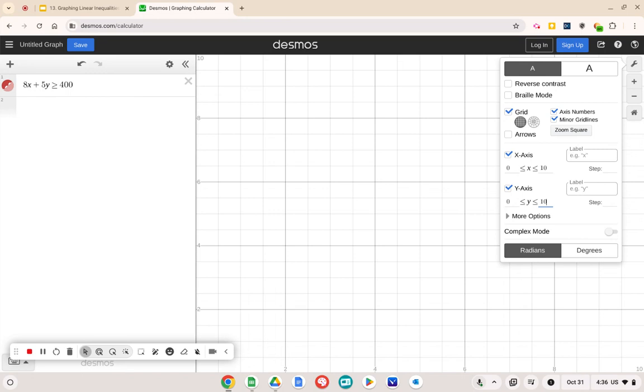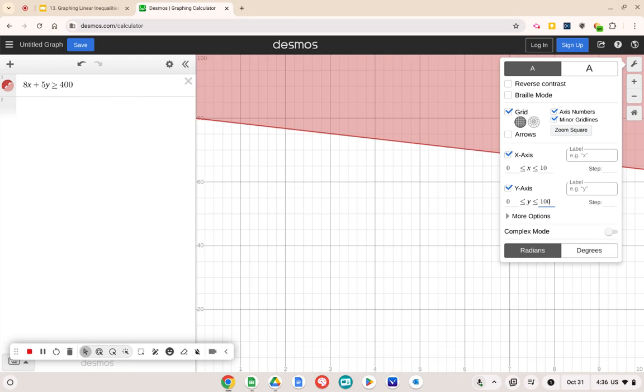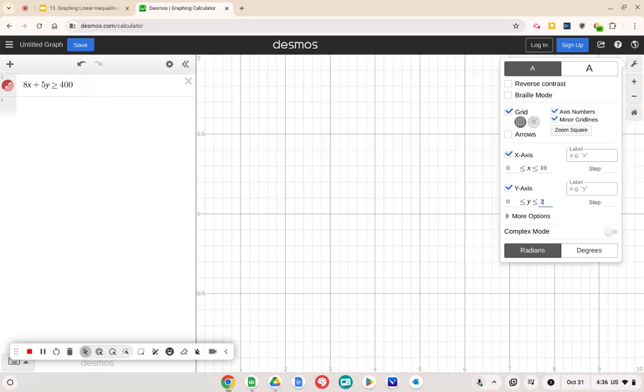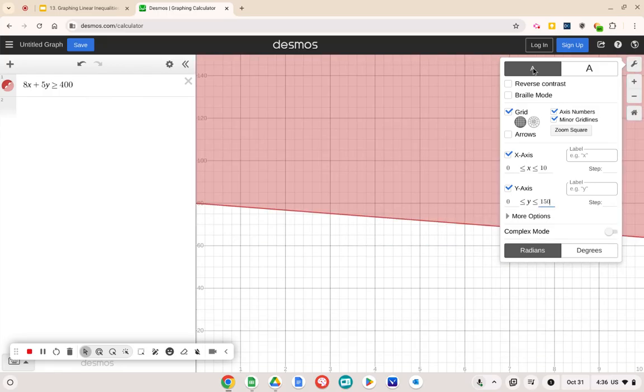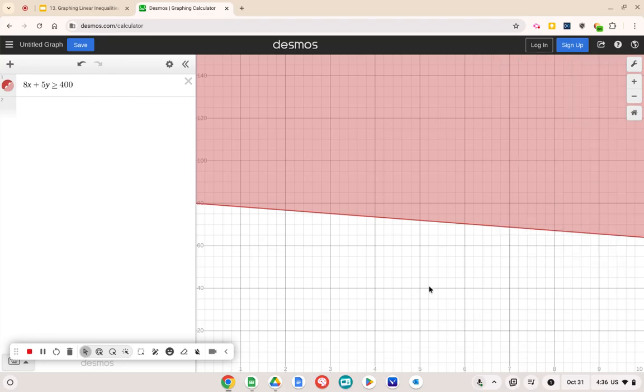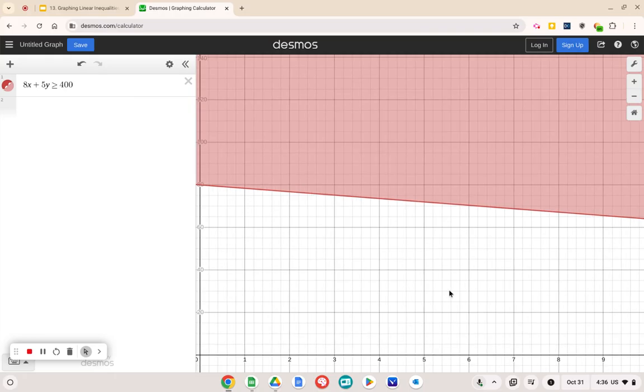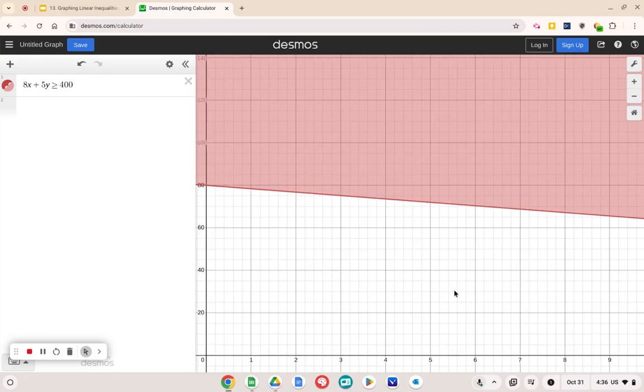So if I put in 100, I can mostly see the graph. So let's see what 200 does. Makes it a little lower. 150. All right, we'll go with that. All right, so now what I'm going to do is drag my graph a little bit so I can see the two axes. And then I'm going to sketch this on a graph. So when you're in class, you would sketch this on the graph provided on your whiteboards.